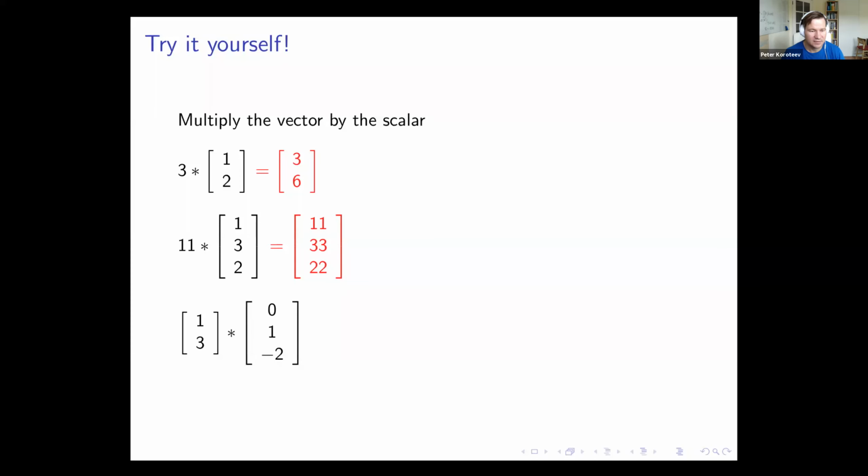Now, how about this? Can we multiply a vector with components 1, 3 by a vector with three other components? Well, no, because none of them is a scalar, right? So we'll talk about vector multiplication later, but it's defined only in a very special case, and this is not one of them.